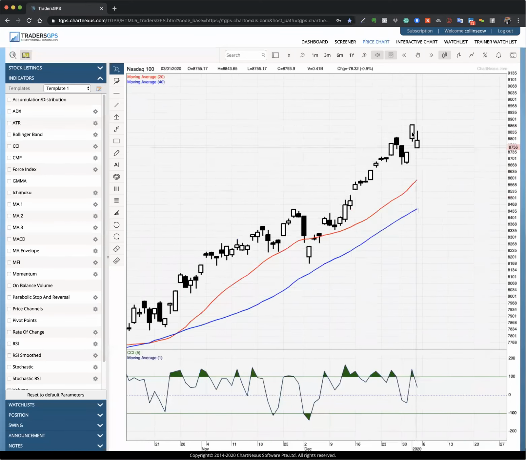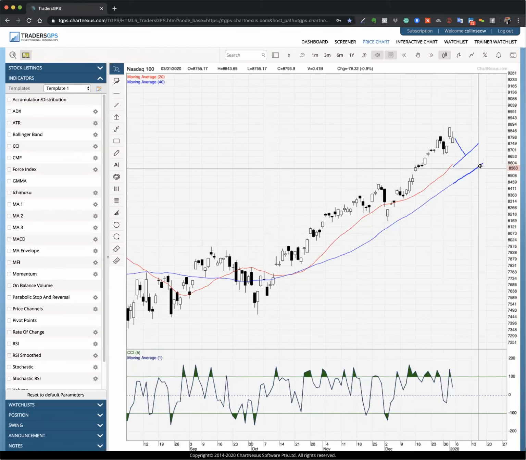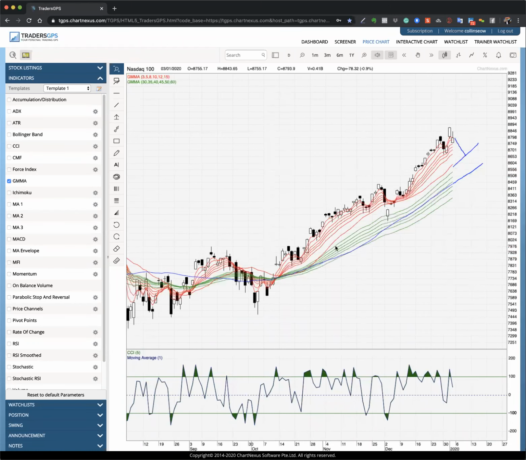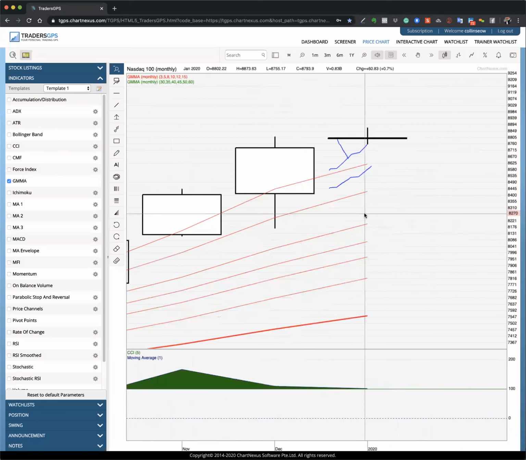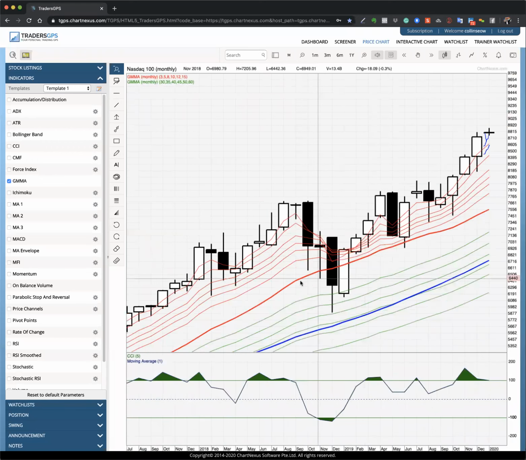This is the daily chart. That looks like there's a pullback, coming to a pullback into the MA. Price is coming down to the MA, this line here. The trend is strong. Using GMMA, you can see the trend is strong on the daily charts, on the weekly charts, on the monthly charts. The trend is all aligned nicely in an uptrend.